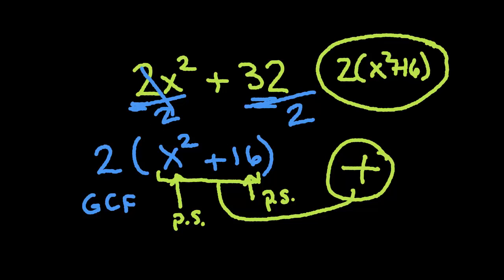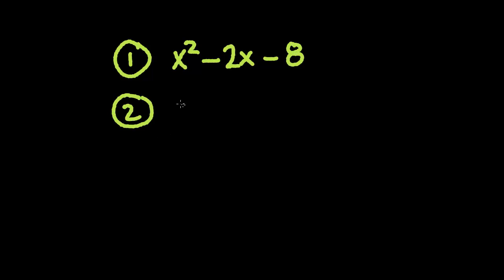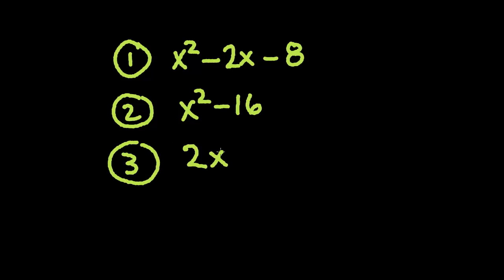So that's it. Those are the 3 types of simple factoring that we will deal with: the regular simple factoring of something like this, the difference of perfect squares, when you see 2 perfect squares, and when you have a GCF that you can factor out in that situation.